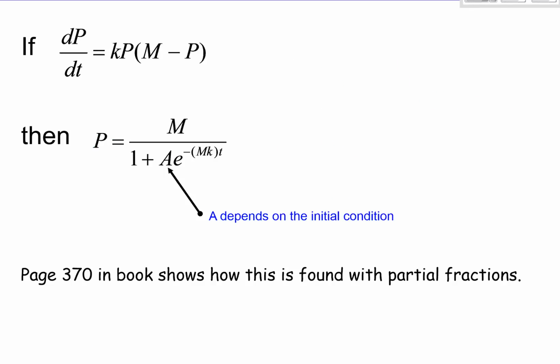Now, if we were to actually solve this, I'd have to move all the p's over to the left side, move all my t's to the right, and I would have to be using partial fractions. If you're interested in seeing where it all comes from, an example on page 370 in your book goes through all of the steps of solving it with partial fractions. I'm not going to go through it all here. But you end up with a function that looks like the carrying capacity over 1 plus some constant a that depends on the initial condition times e to the negative mkt. And you're free to look at that if you choose to.